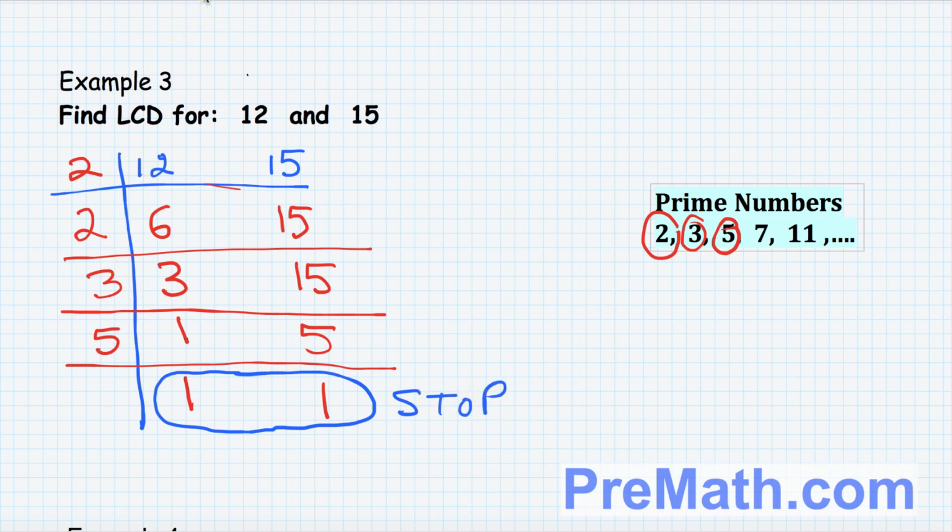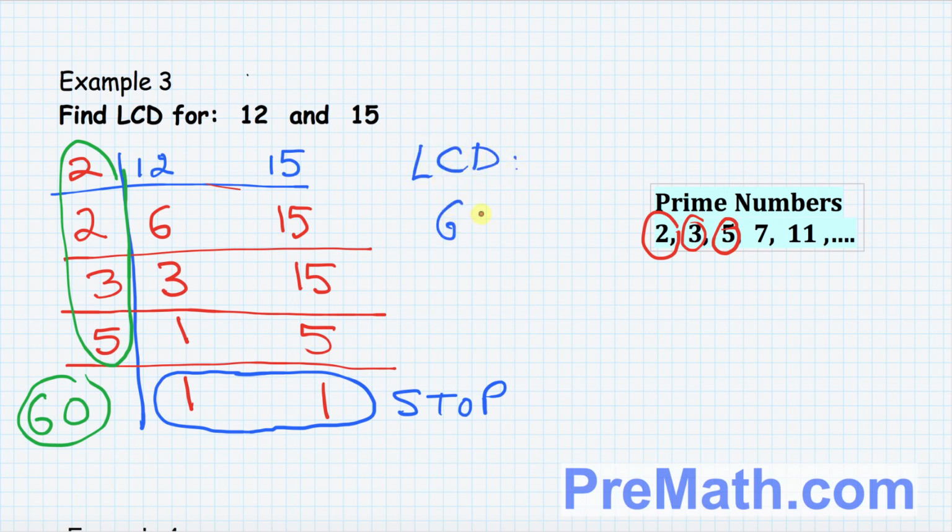Now what I want you to do is multiply these vertical numbers, and that is going to give you our LCD. So this is going to be how much? If you multiply, this is 60. So our LCD in this case is 60, and that is our answer.